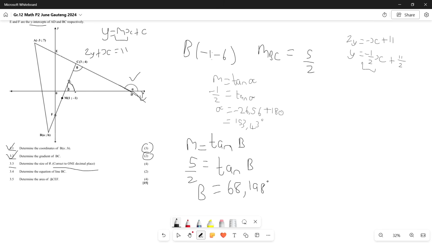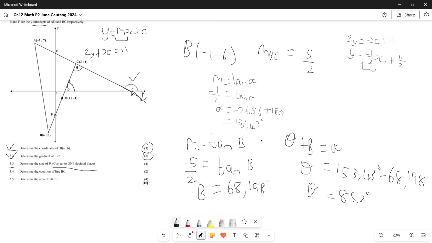So at this stage, all we need to do is say theta plus beta equals alpha, because exterior angle of a triangle, and then we'll have our answer. For this section, analytical, we don't have to use any reasons, so that's cool, which means that theta plus beta equals alpha. Alpha, as we established, was 153.43. Beta, if we're going to take it over and subtract it, is 68.198, and that leaves theta by itself with a final answer of 85.2 degrees, because we had to round this to 1 decimal place, so we just had to round it to a 2 over here. Okay, and with that, we just determined the size of theta correct to 1 decimal place for 4 marks.